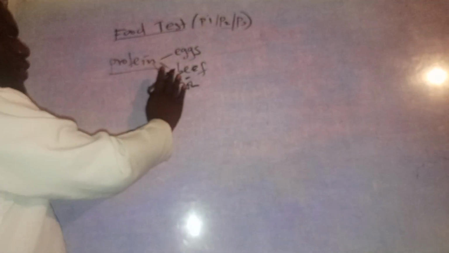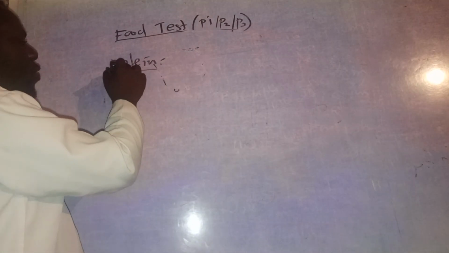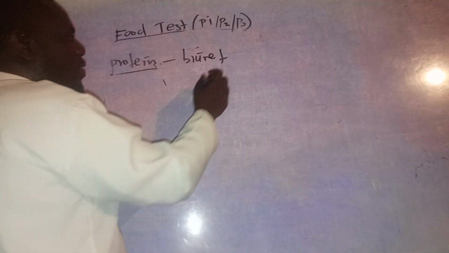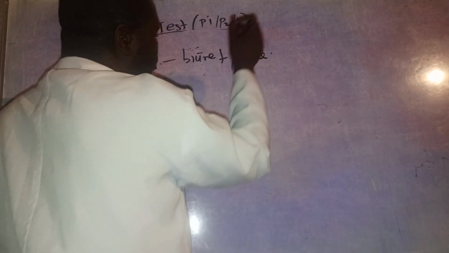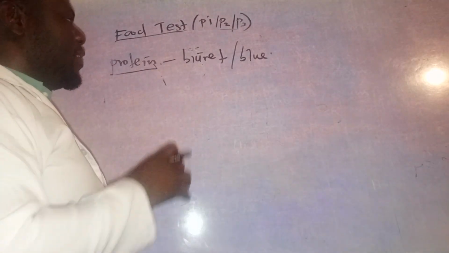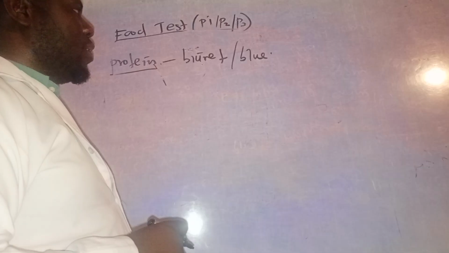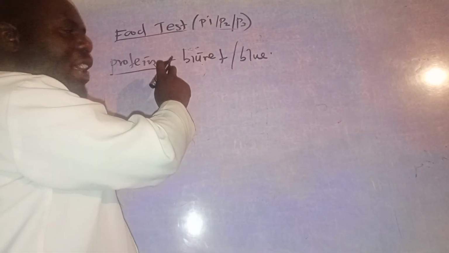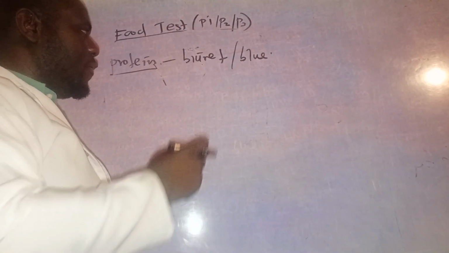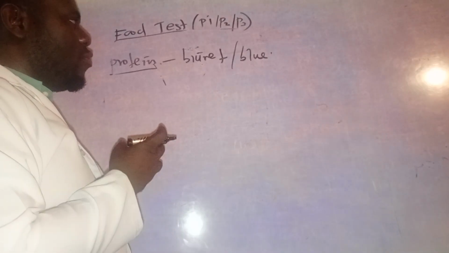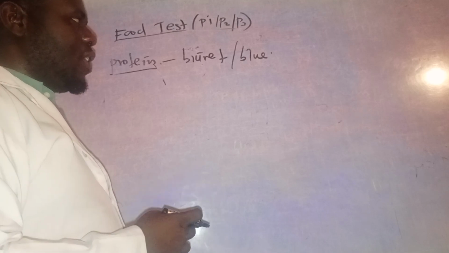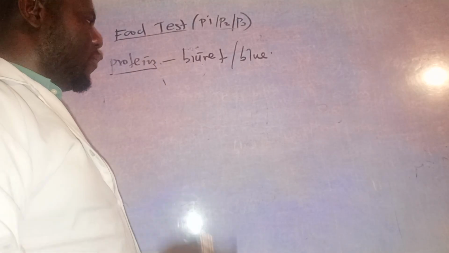Okay, so when testing for protein, the chemical that we use is the biuret. So biuret is blue in color. This one we don't use drops, but we use cubic centimeters to measure it. And this one always requires the sample to be in solution form. So if the sample is not given in solution form, we need to extract the sample given and convert it into solution form.